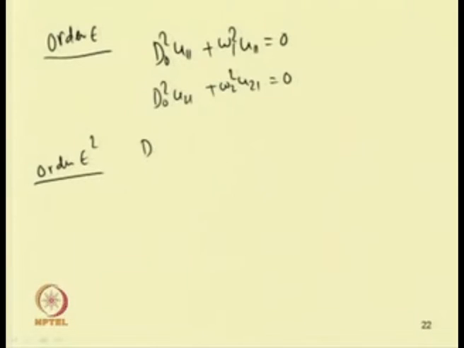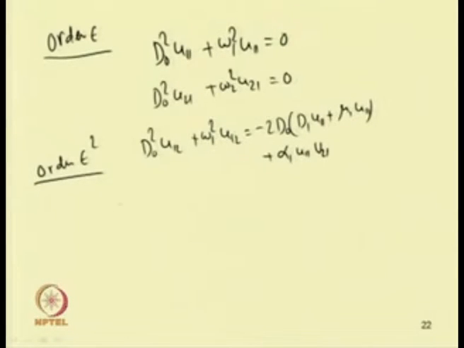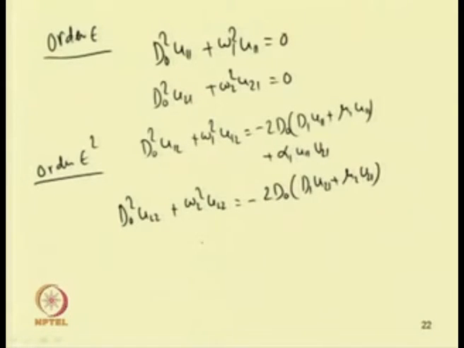This becomes d 0 square u 1 2 plus omega 1 square u 1 2 equal to minus 2 d 0 d 1 u 1 1 plus mu 1 u 1 1 plus alpha 1 u 1 1 u 2 1. Similarly, d 0 square u 2 2 plus omega 2 square u 2 2 will be equal to minus 2 d 0 d 1 u 2 1 plus mu 2 u 2 1 plus alpha 2 u 1 1 square.